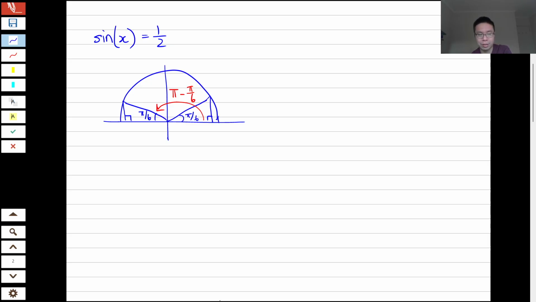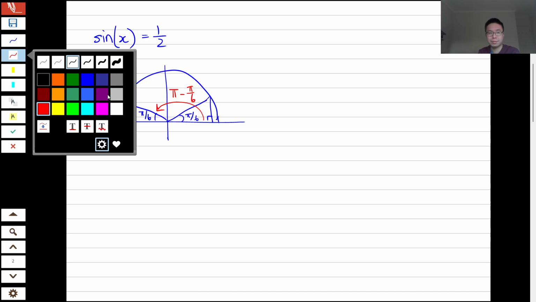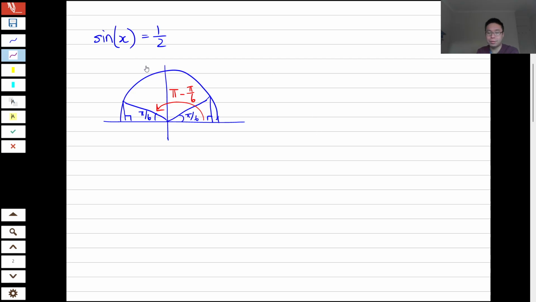And first, I'd like to consider the equation sine of x equals a half. Using our knowledge of exact values, the inverse sine of a half is pi on 6. So I know that pi on 6 is a solution. Now, please note that there's another solution.